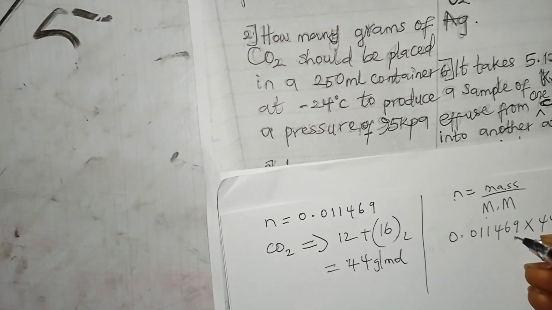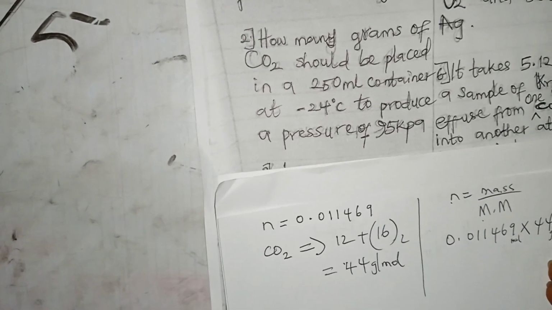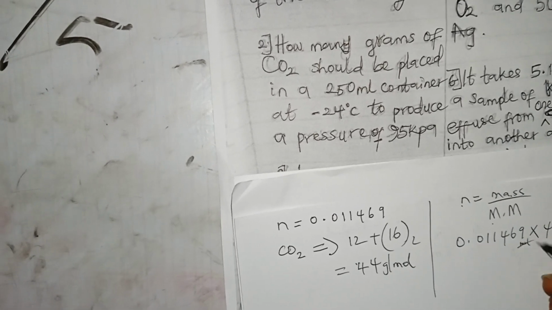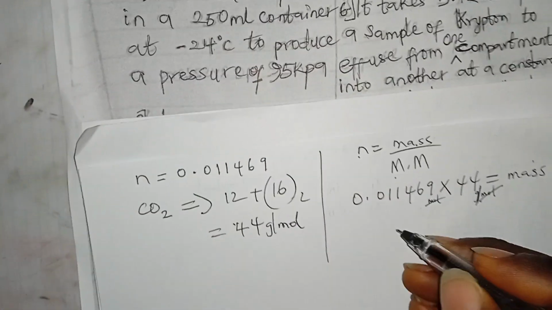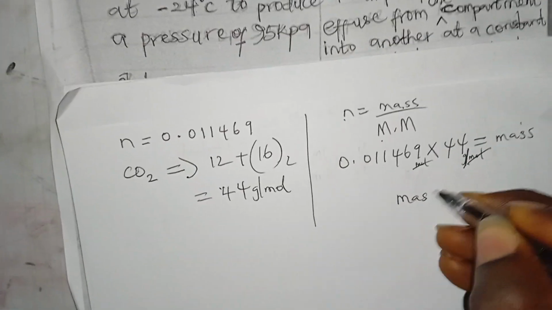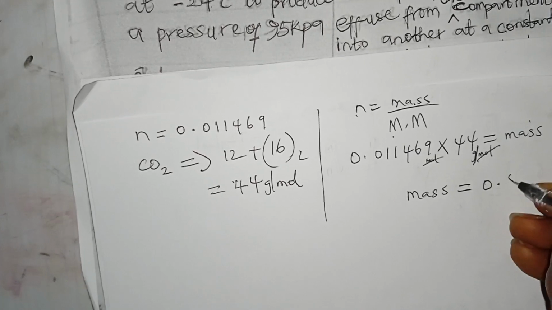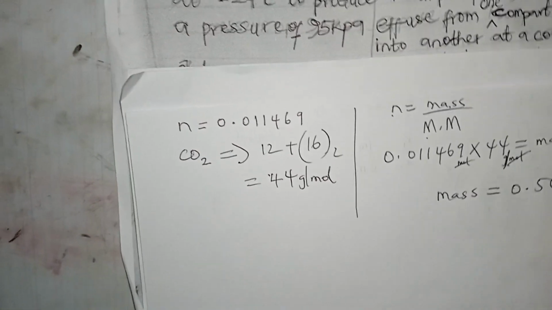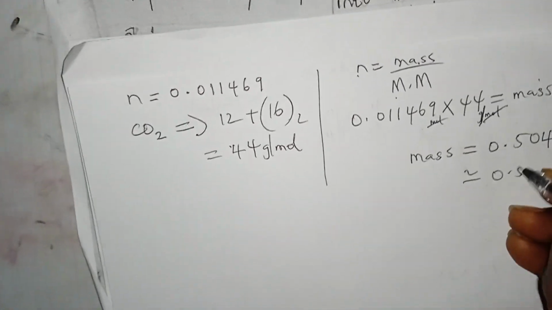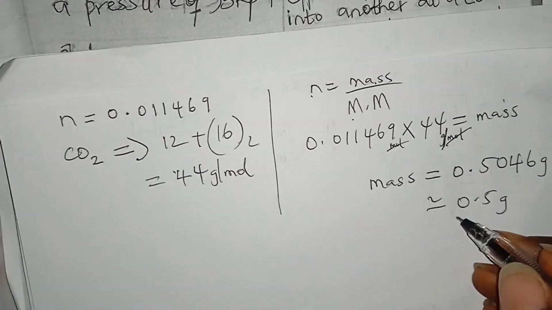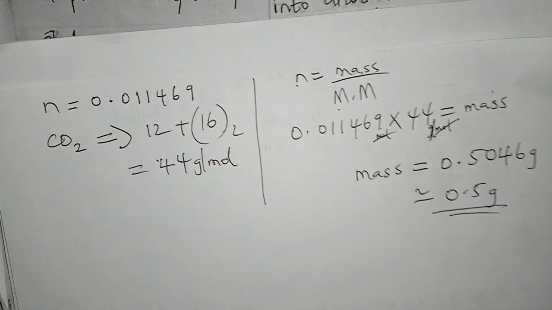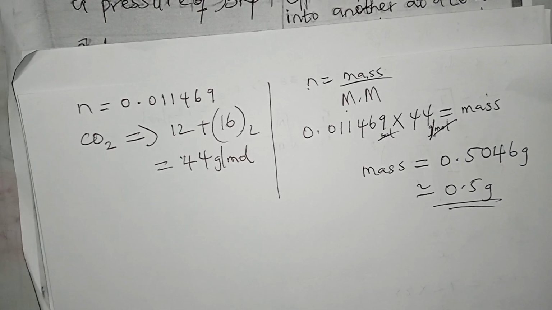So this is mole, this is gram per mole. So this is over this. When we multiply, the mole and mole will cancel, so that multiplication will now give me that mass is equal to 0.5046 gram, approximately 0.5 gram. So this is my answer.